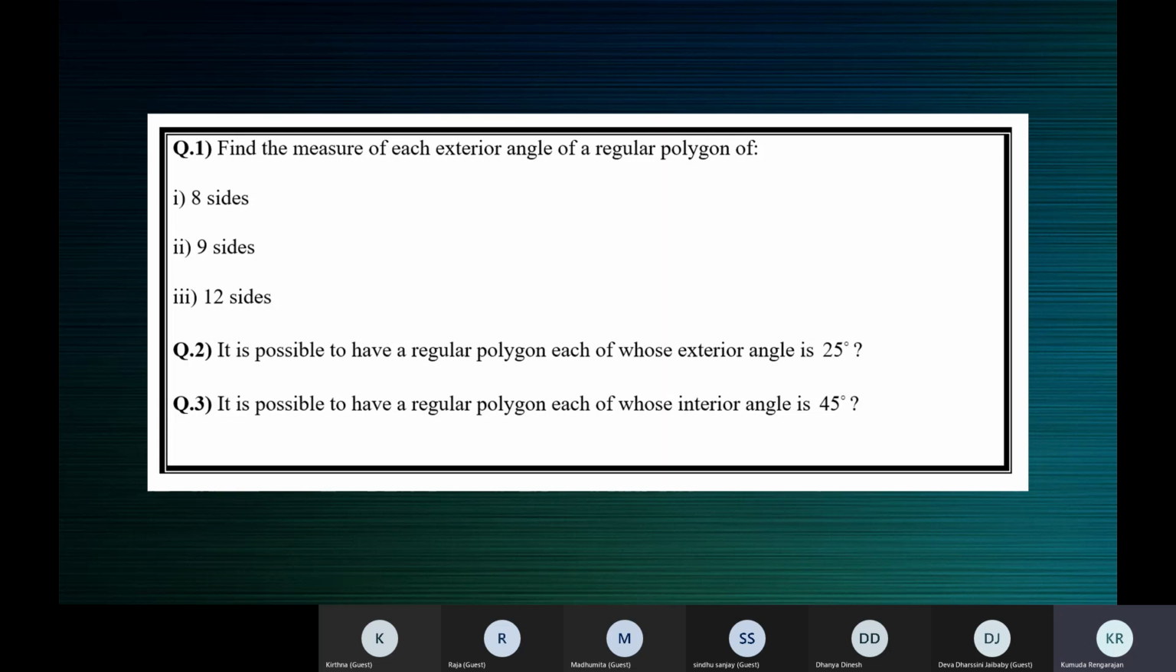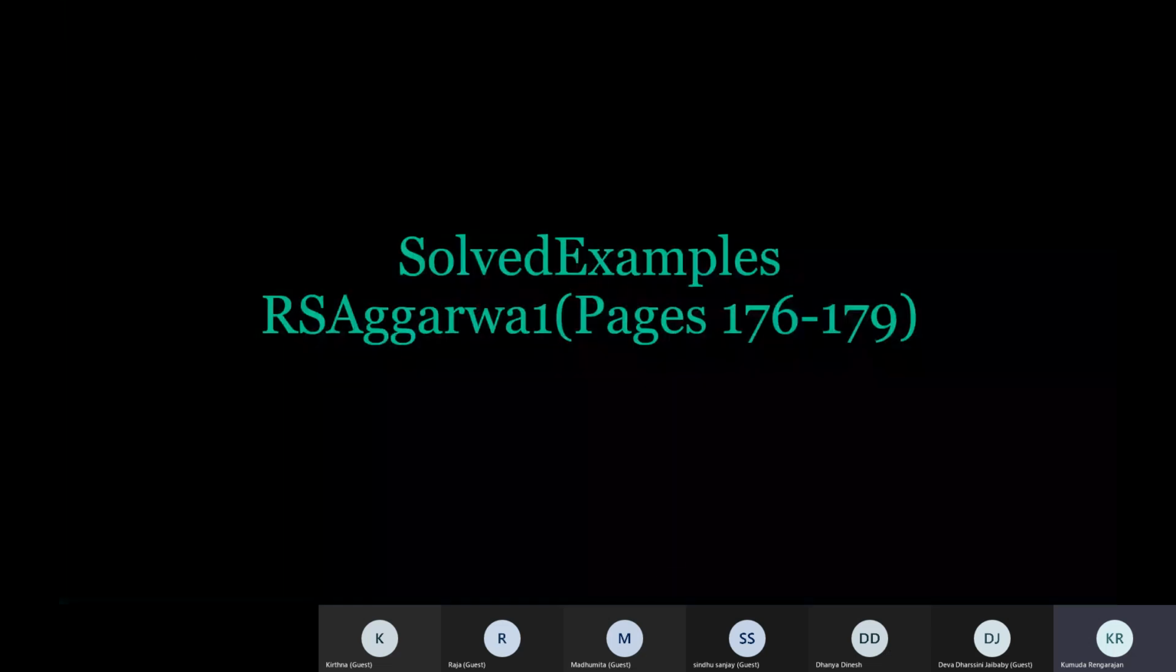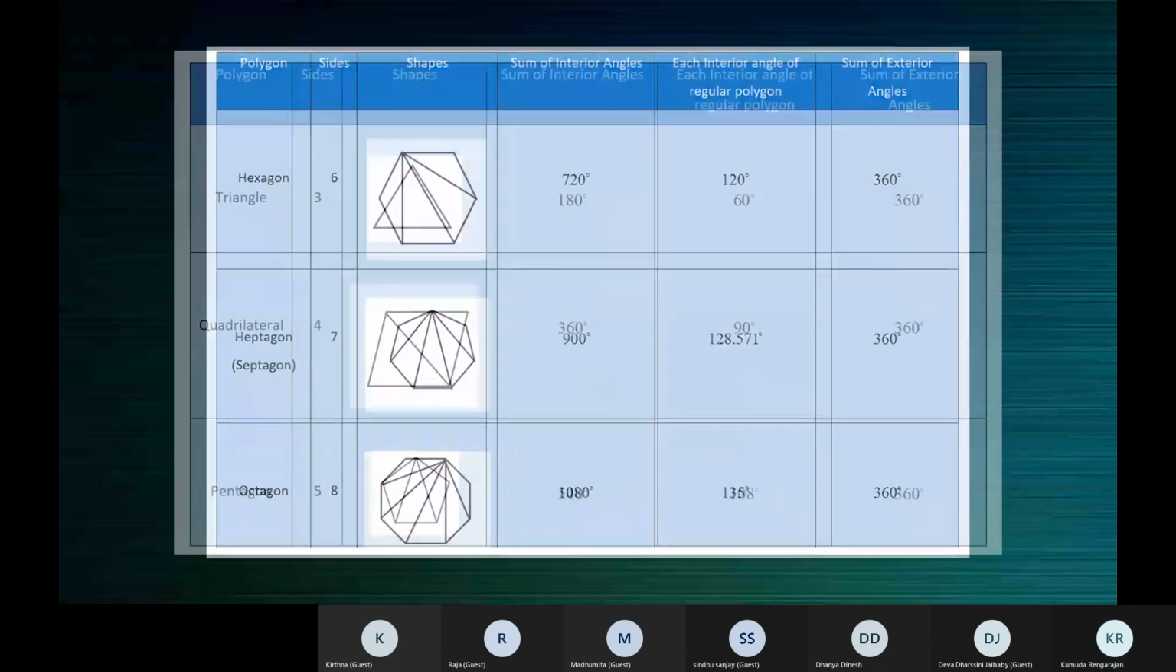Each interior angle. Well, children, see, I told you the sum of the interior and exterior angle. The sum of each interior angle and each exterior angle is always 180, because the interior and exterior angle lie on a straight line.